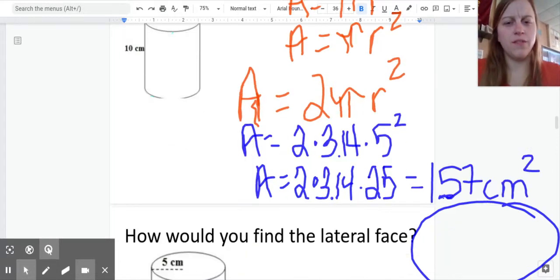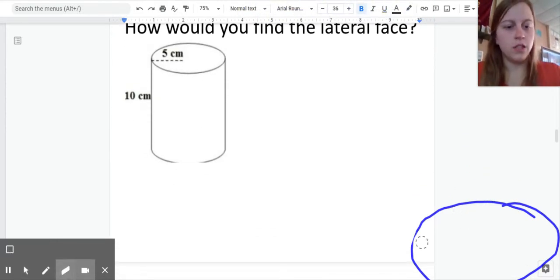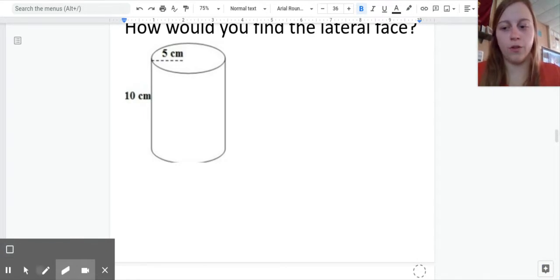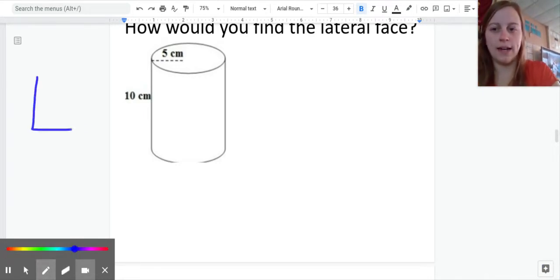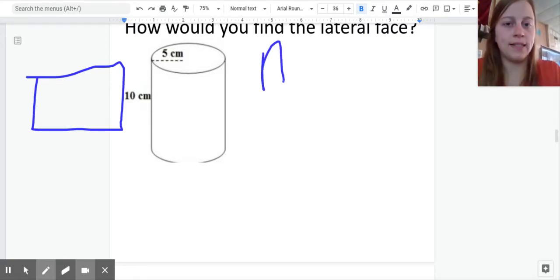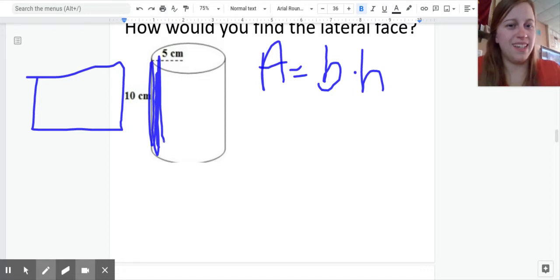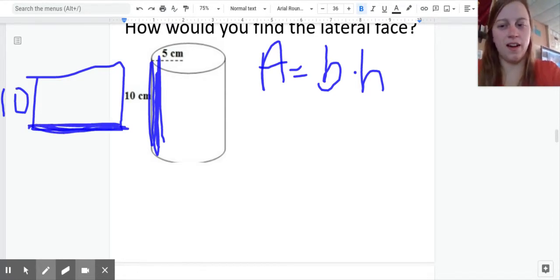How would we find the area of the lateral face? So remember we talked about how the lateral face is really a rectangle that's rolled up into a circle. Well, we know that the area of a rectangle is base times height. Well, the height of our rectangle is here. It's 10. The height of our rectangle is 10. What about the base of our rectangle? That part isn't there.